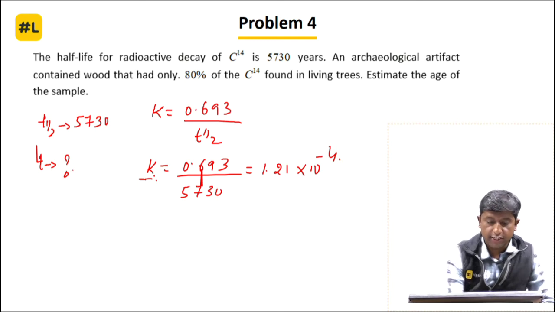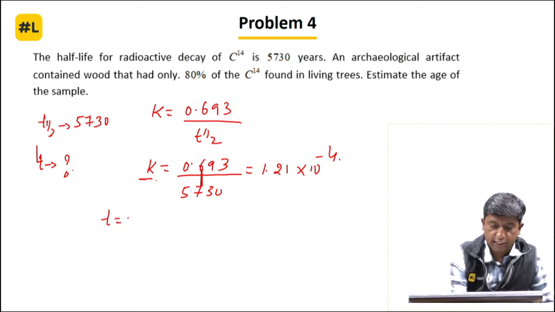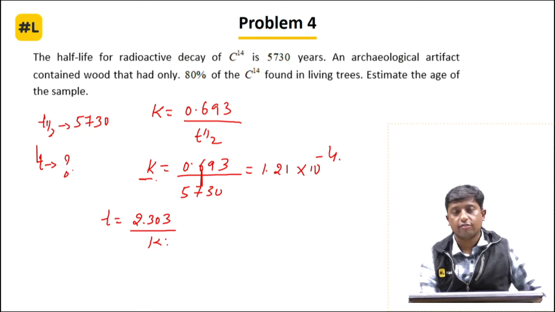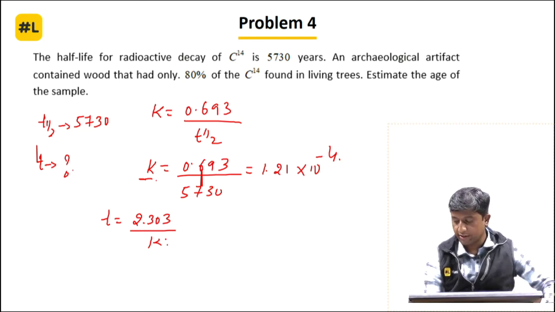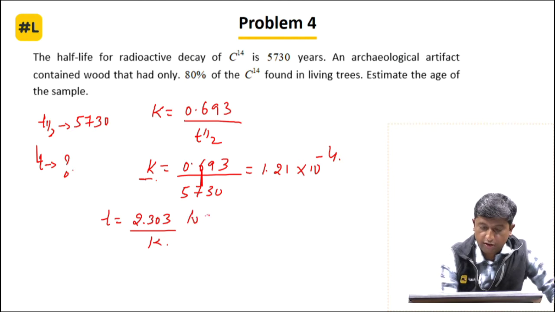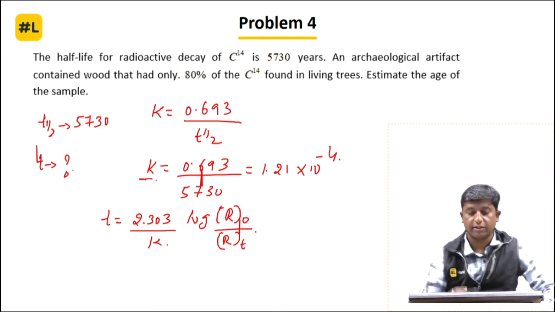Yes? So I need to calculate the age of the sample. Again, t will be equal to 2.303 divided by k. Very good, Dhruv, again you are correct. It is the integrated law of the first order equation. So t will be equal to 2.303 by k into log of initial concentration R naught by the concentration at that particular time interval t.